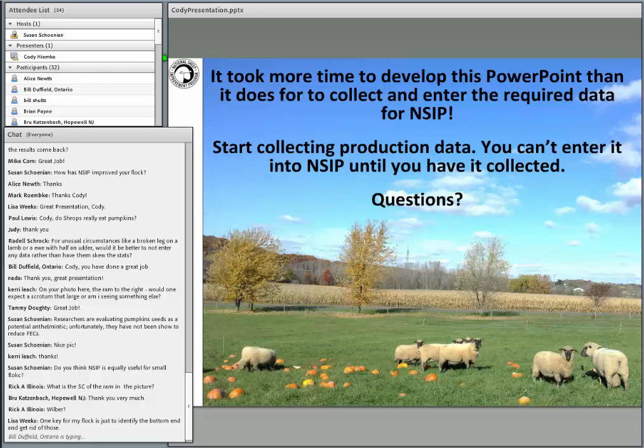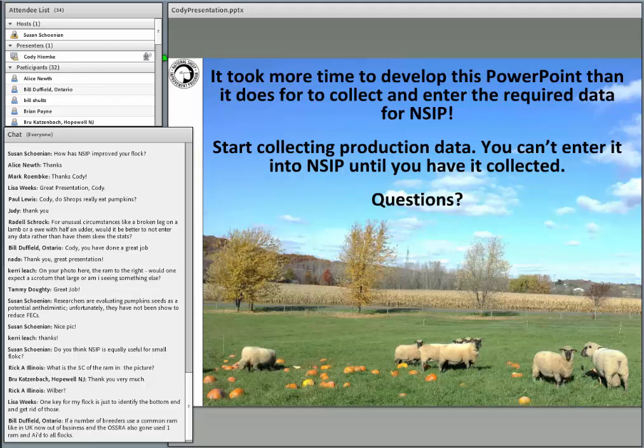Do we have any more questions? Lisa has an excellent point that identifying the bottom performers is one of the really big keys or big ways you can use the tool.